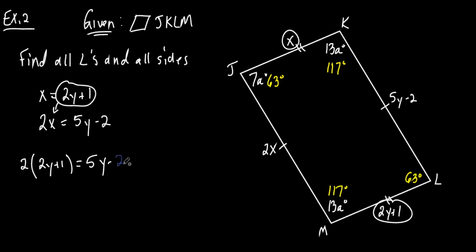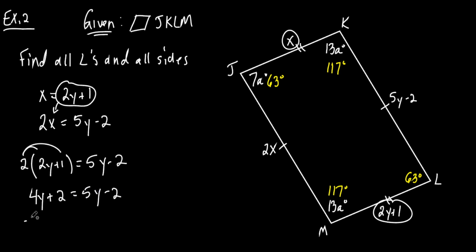5y minus 2. Now, we have one equation, and we have how many variables? One variable. Now, it shows up here and here, but it's just one variable. It's just a y. Everybody got that? So now, we should be able to solve for y. Exactly. You're using good math words here. Distribute. So you take that 2, you multiply it by here, you get 4y plus 2 equals 5y minus 2.